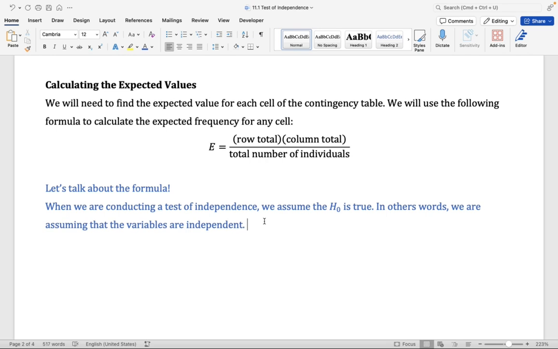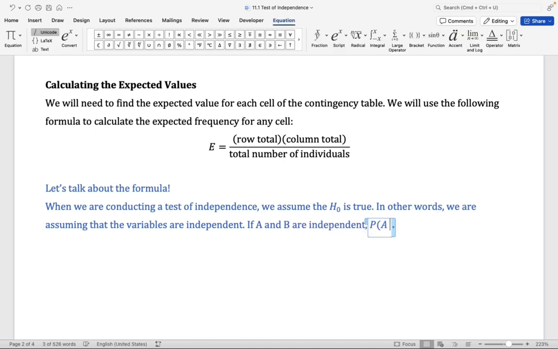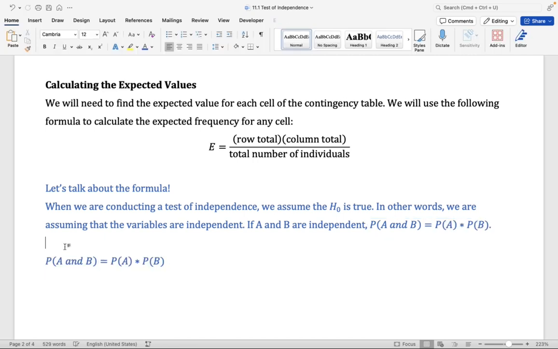Now, if we know that two events are independent, so let's say A and B are independent, then we know that the probability of A and B happening is equal to the probability of A times the probability of B. The multiplication rule, P(A and B) equals P(A) times P(B), is going to help us find this formula that we have for the expected value.